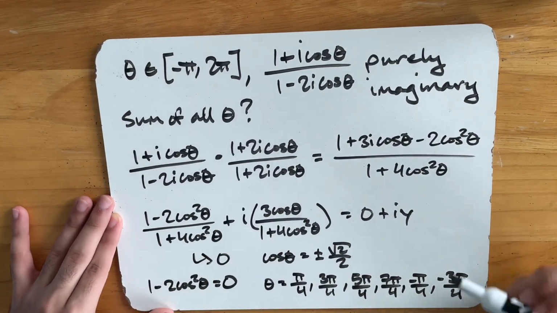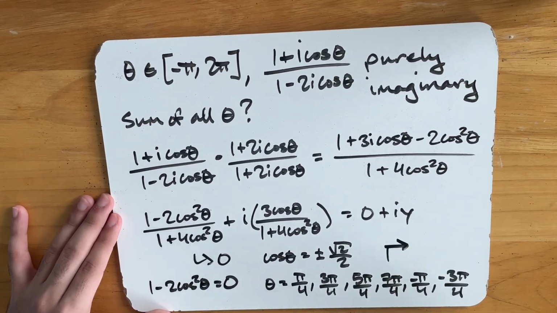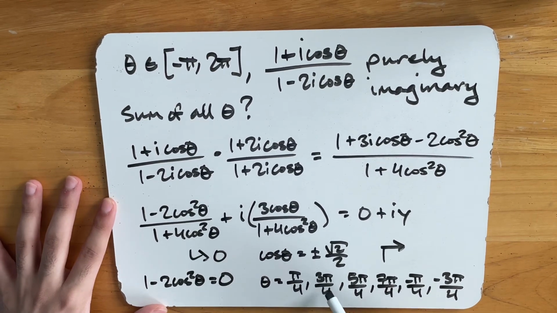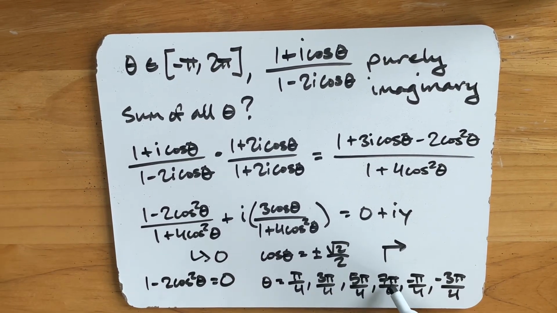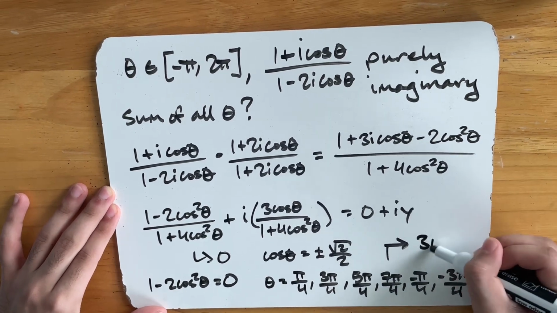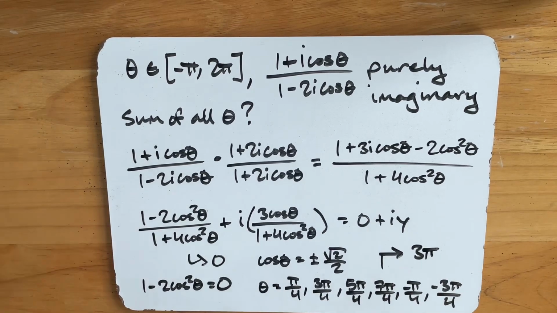So we need to find the sum of all theta. So just add these all up. We have all the same denominator, so just add stuff up. Pi plus 3 pi is 4 pi, plus 5 pi is 9 pi, plus 7 pi is 16 pi. Then subtract: 16 pi minus 4 pi is 12 pi. So we have 12 pi over 4, which is 3 pi. So that's the sum of all theta that satisfies the condition.